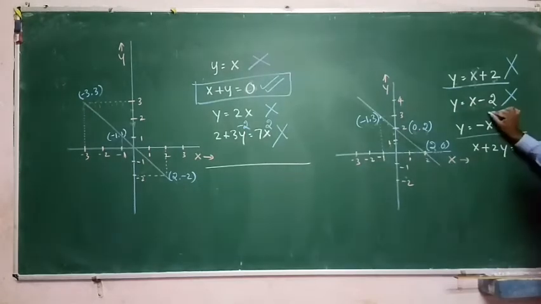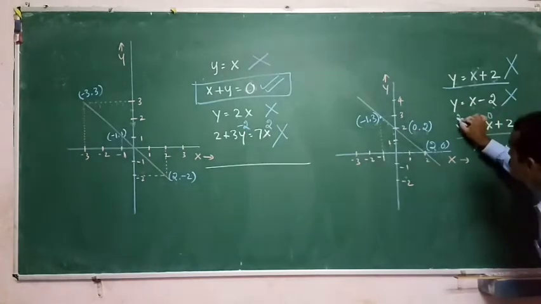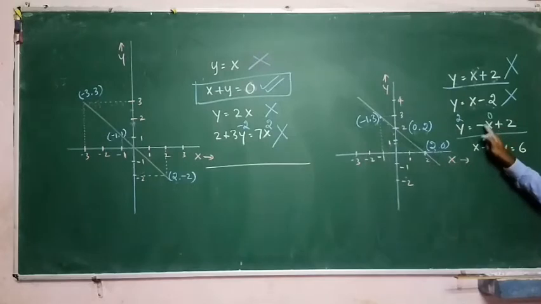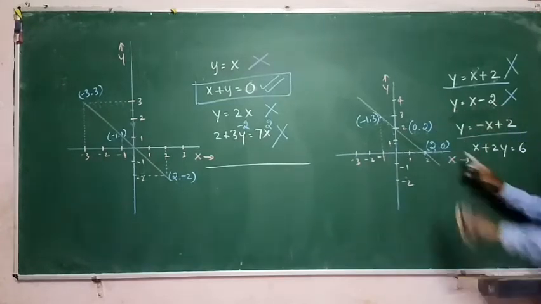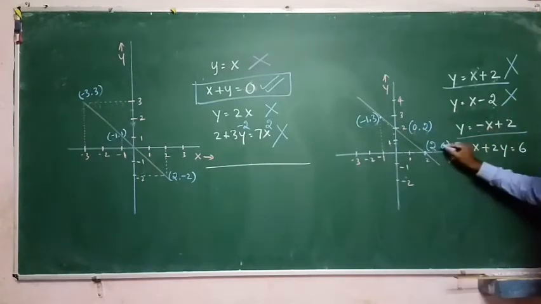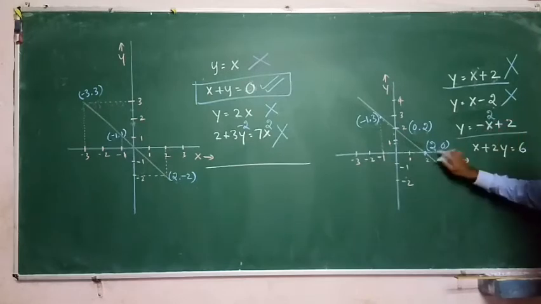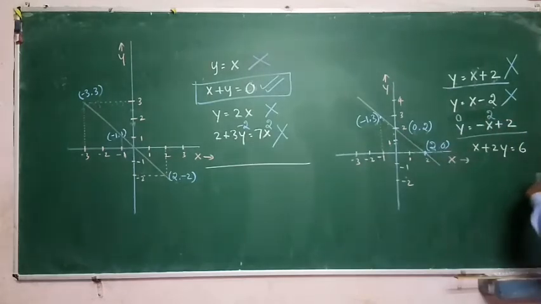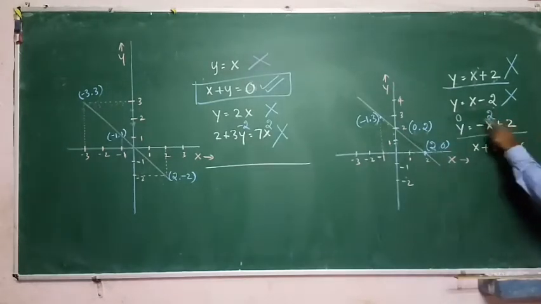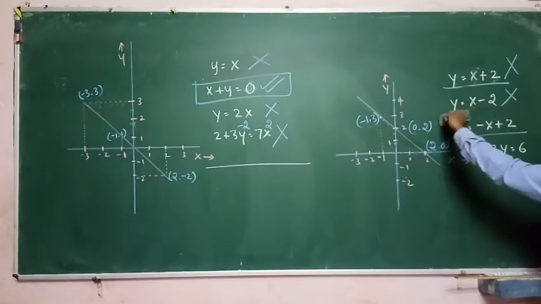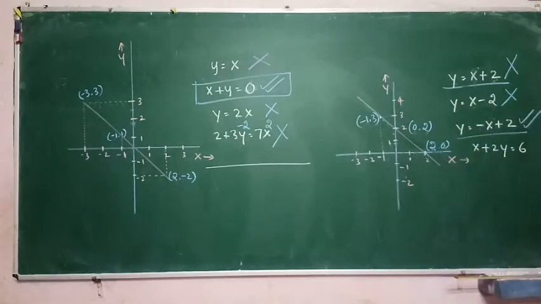X is 0, y is 2. Check it. 0 minus 0 is 0 only. Plus 2, 2. Answer is right. Let me go for one more. X is 2, y is 0. Let me check here. This is minus 2 plus 2. Answer is 0. That means this is the right equation.